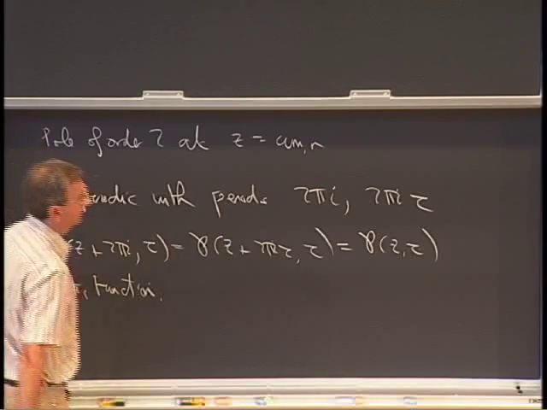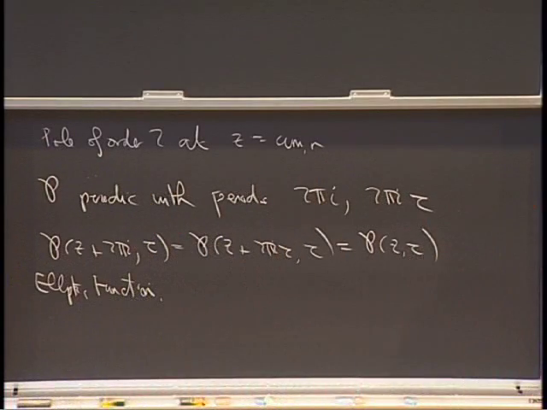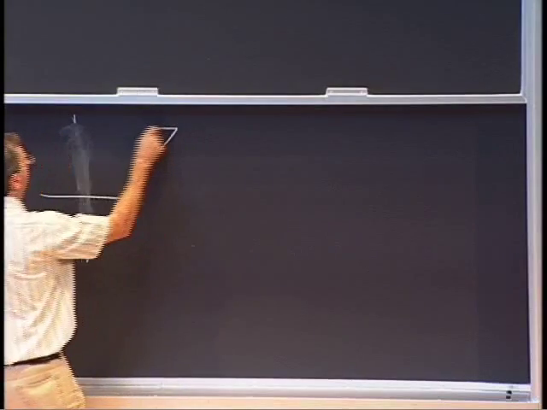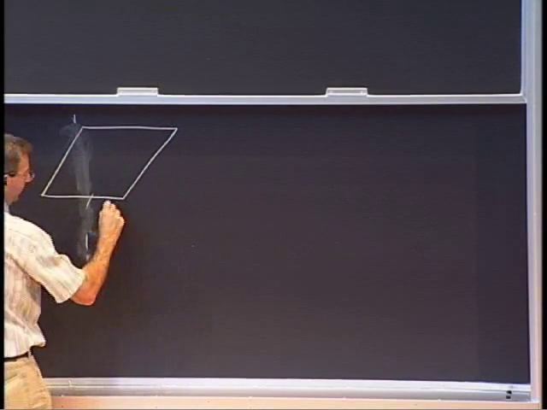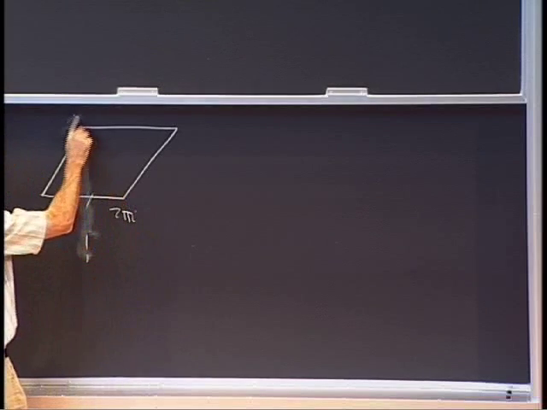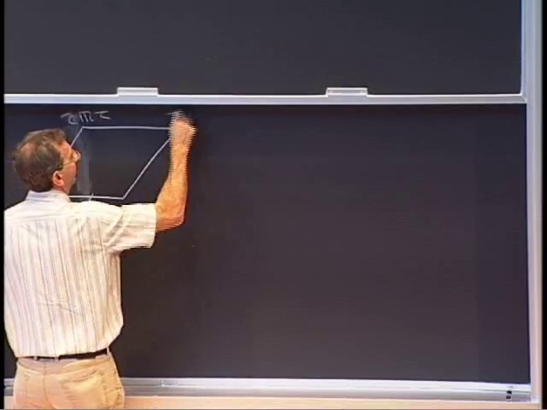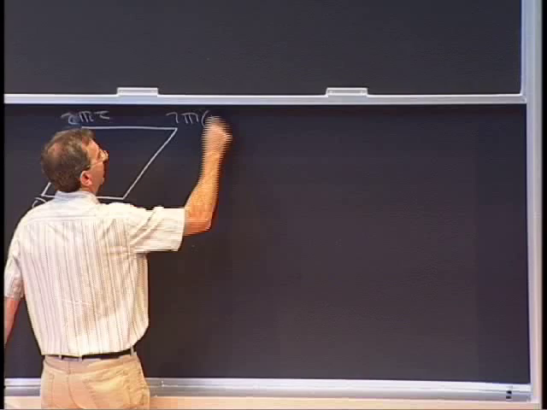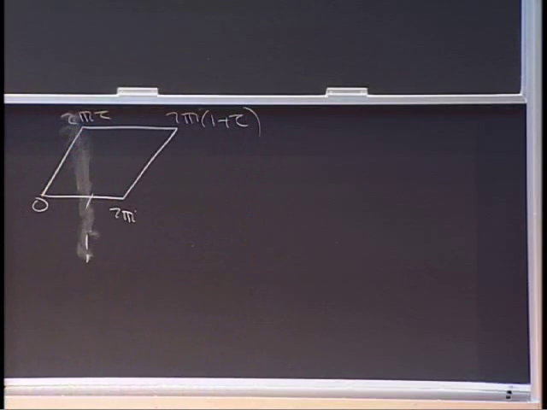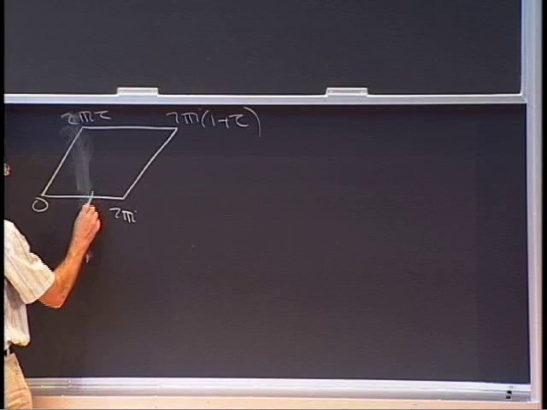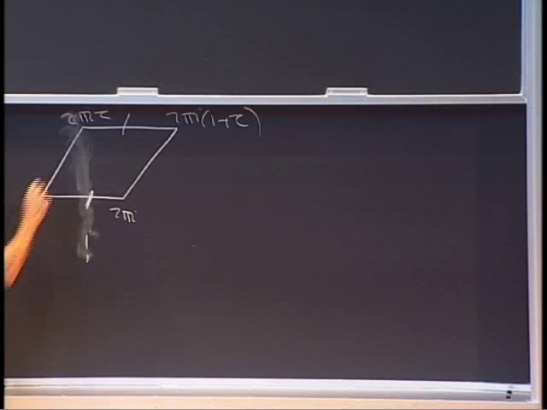And so we can think about this function as existing on, well, okay, define a fundamental parallelogram in the complex plane with vertices given by this, in this parameterization of 2 pi i, 2 pi i tau. The fact that the function is periodic means that the value on this edge is the same as the value on this edge, and this edge, and this edge. So I can really think of this function as living on a torus. That's what it means to be an elliptic function.